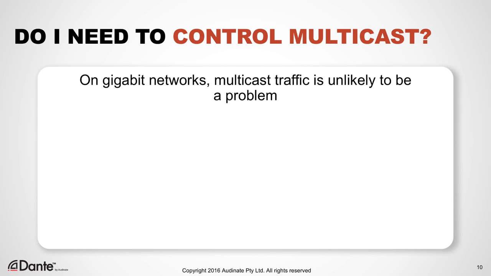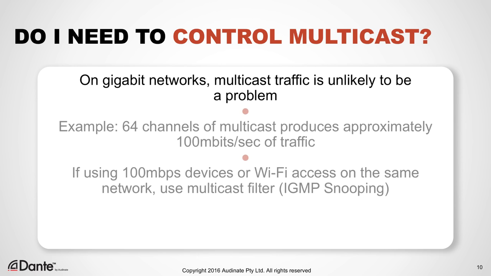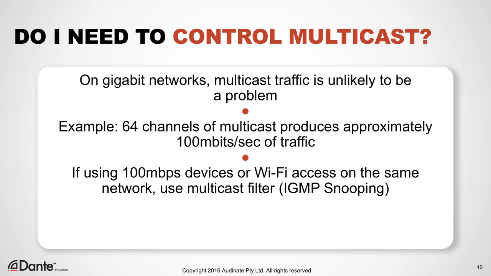The question of control comes up frequently in discussion about multicast. What about all the traffic that is going to devices that aren't using it? Isn't that a problem? Actually, no. Not with gigabit networking, due to the large amount of surplus bandwidth. Even a large multicast of 64 channels represents less than 100 megabits per second of bandwidth, which is only 10% of a gigabit connection.